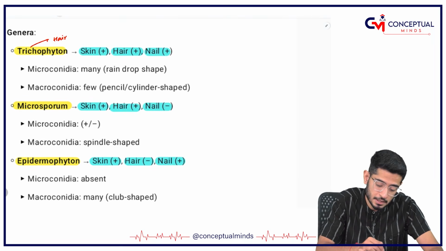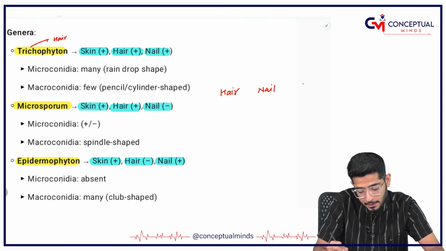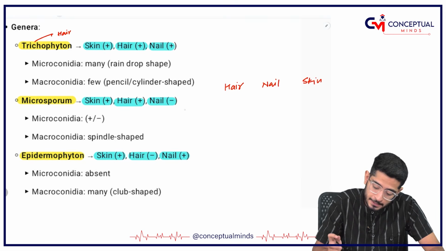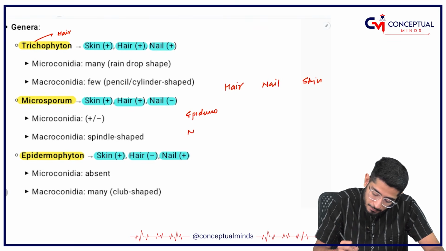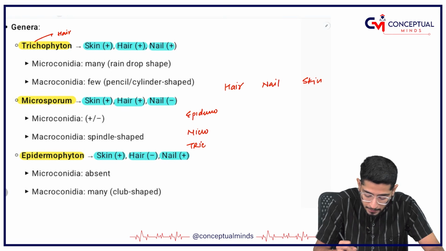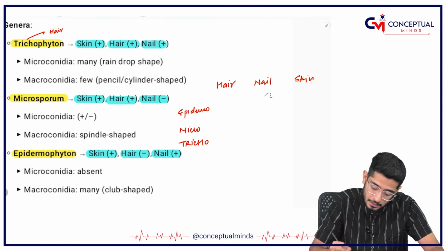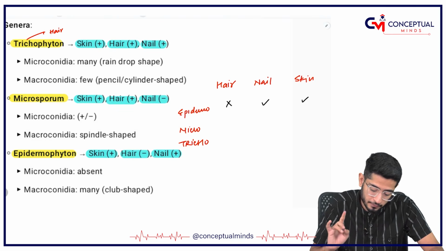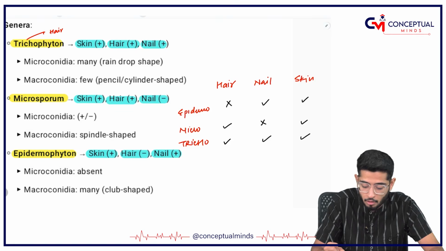So how to remember this? Please write it like this. First of all, you write hair, then nail, then skin. Clear? Then you write Epidermophyton, then Microsporum, and then Trichophyton. Epidermophyton has no infection of the hair, but infection of the nail and the skin. Microsporum has no infection of the nail, but hair and skin are involved. If you see Trichophyton, it has all the infections.